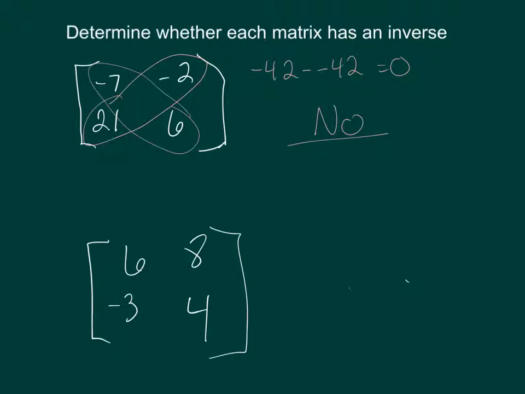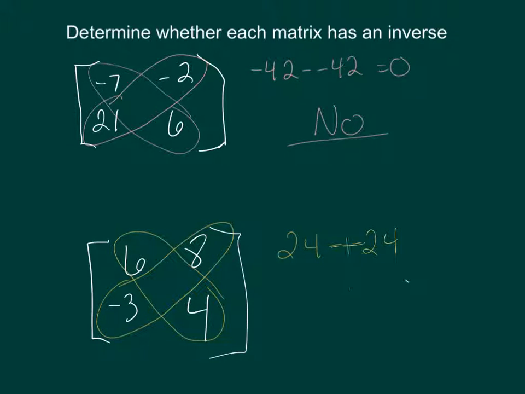For the other example here, we do 6 times 4, which is 24, and then we subtract. And then negative 3 times 8 would also be negative 24. So when you add those, you get 48. So yes, that one has an inverse. So now, let's look at how we find an inverse.